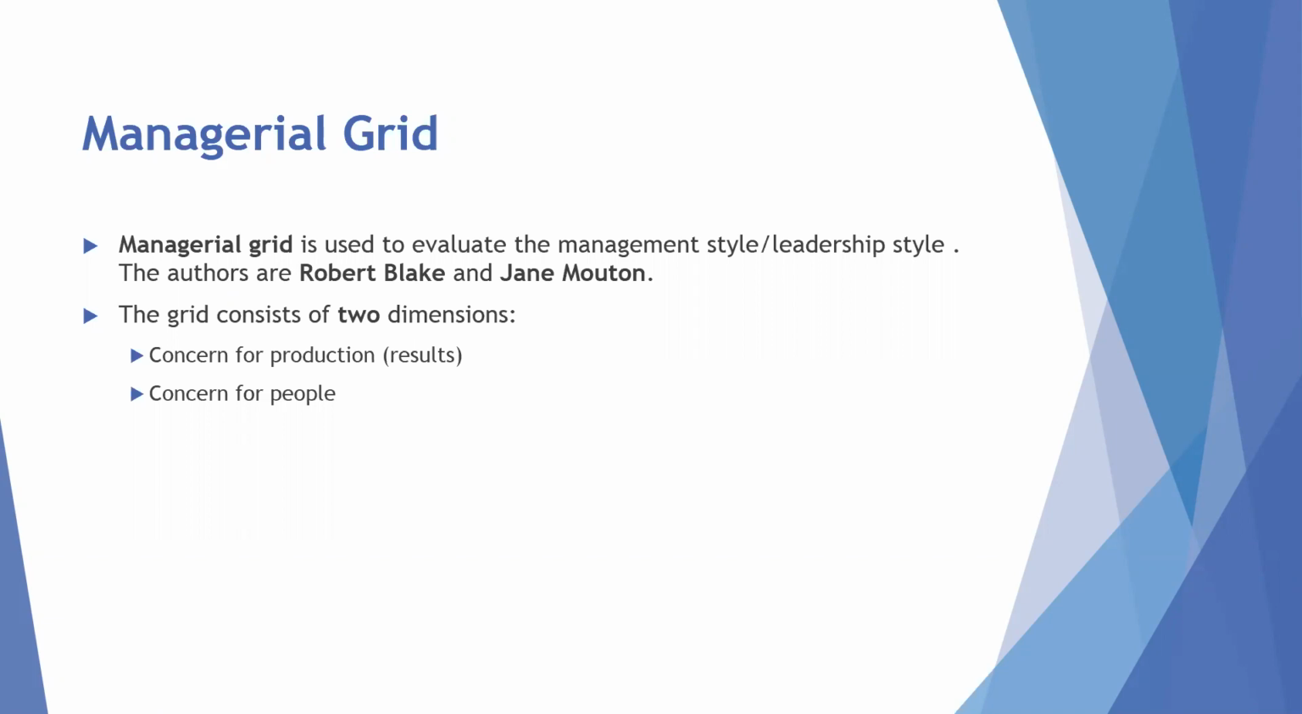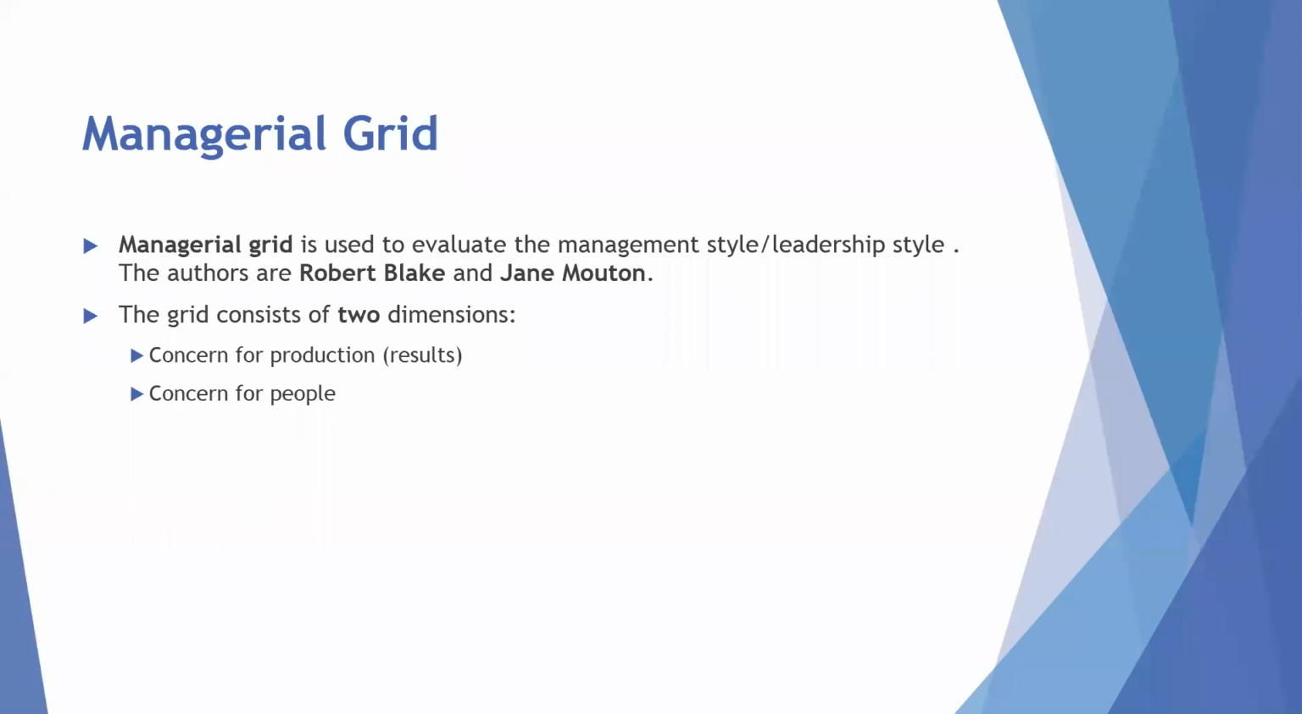It is used to evaluate the management style, or leadership style. The authors are Robert Blake and Jane Mouton. They are the people who introduced this managerial grid. The managerial grid is used to evaluate the leadership style within an organization, or else we can call it a management style. That is, which way the management is using to get the productivity out of the employees, which strategies or what ways they are going to use. This is what we are going to see in the managerial grid.